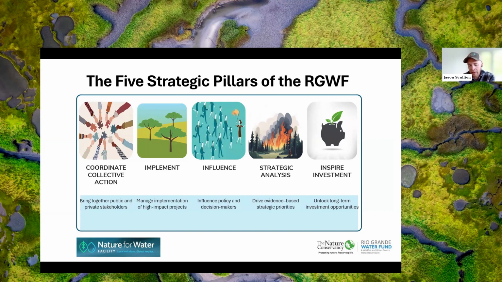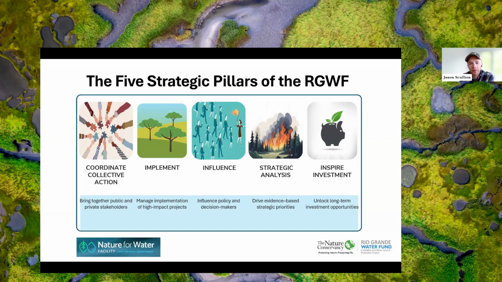Essentially, these pillars represent what we do day in and day out. And they're not new to us, but they are organized synthetically to help us think thoughtfully about where we're going and why we're doing what we're doing. And you can see here the pillars include coordinating collective action. This is bringing together different partners to really make work happen on the ground or make work happen in the policy space. Next is implement. I've been talking a lot about doing forest treatments on the ground, prescribed fire. That's certainly one of the core pillars of our program.